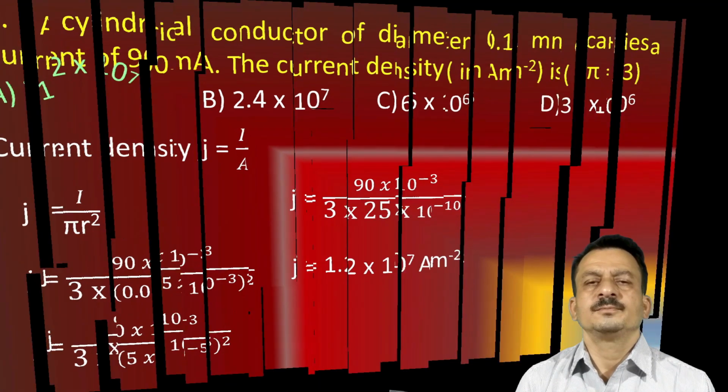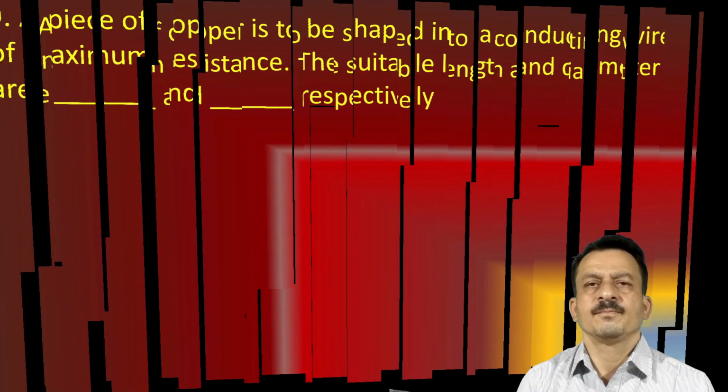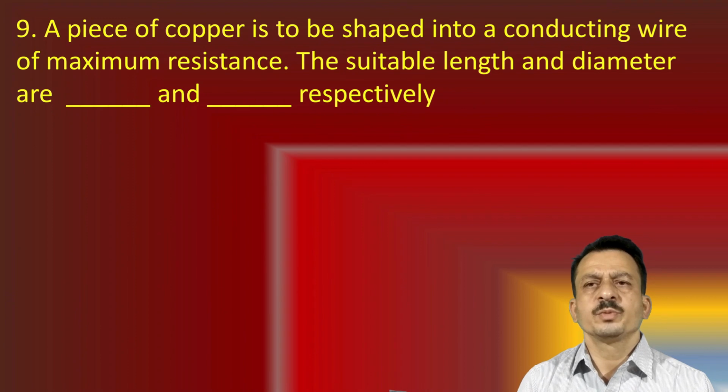Next problem. A piece of copper is to be shaped into a conducting wire of maximum resistance. The suitable length and diameter are dash and dash respectively. Now they have given a copper piece, we have to make it a wire so that its resistance should be larger.